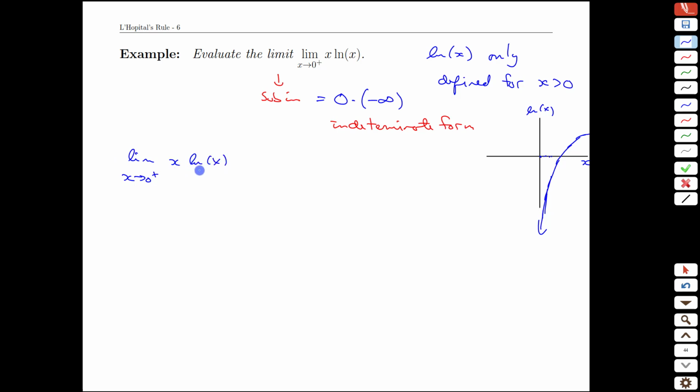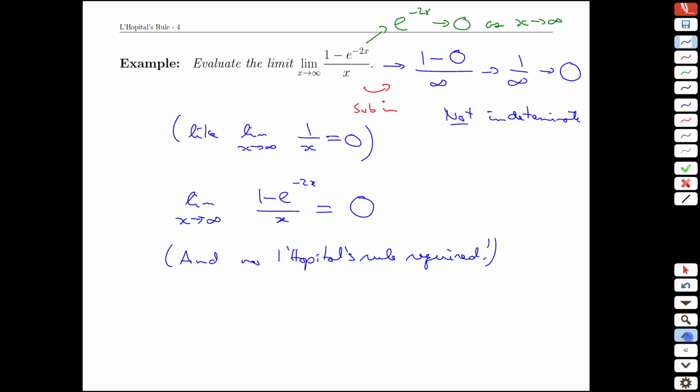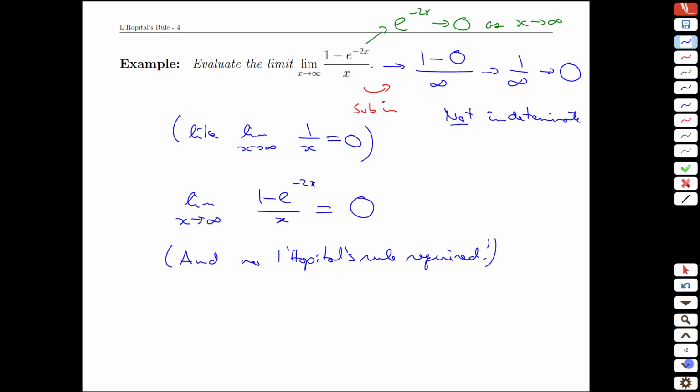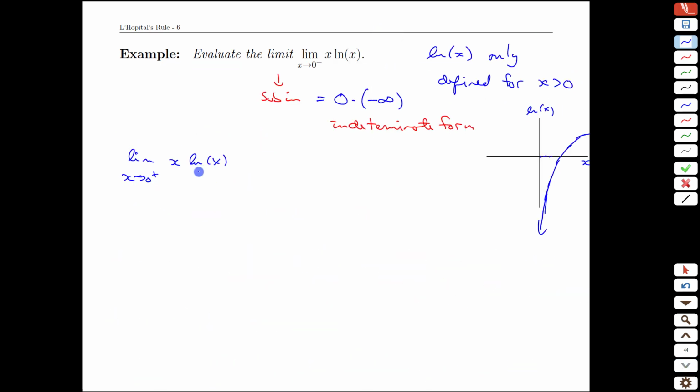This is a bit more problematic than our earlier examples. It's not a ratio of powers. We can't use earlier techniques. It's also not a ratio that L'Hopital's rule works on, because L'Hopital's rule requires, going back a few slides here, having some function over another function. And then we can talk about the derivatives of each of those. We don't have that here yet. So what we have to do in this case is rewrite it into a ratio so that we can get around this problem.